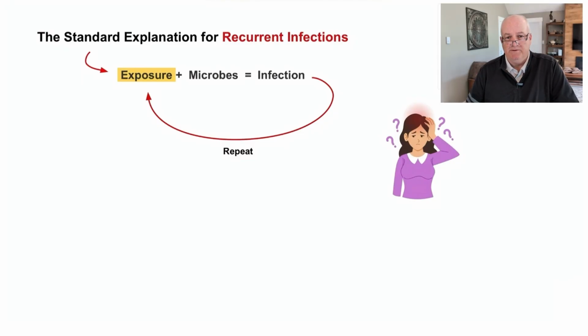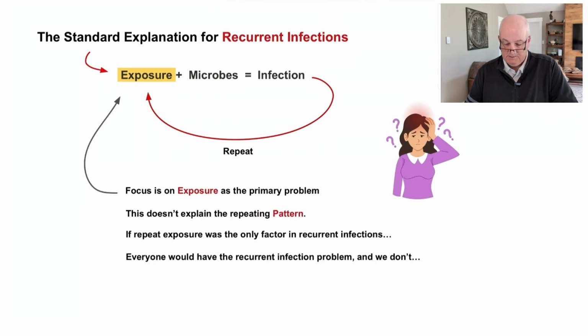The standard explanation for why this happens is it's just a repeat exposure to the bug. The combination of the exposure to the bug itself leads to the infection. After we treat the infection, we try and decrease the exposure to the bug. Now, if the exposure to the bug explained the susceptibility to getting infections, then some people shouldn't be having more infections than others. We all have the same exposure in many cases in our lives. So the focus on exposure doesn't explain this repeating pattern that we see. Otherwise, everyone with the same exposure would have the same infection problems, and we don't all have them.